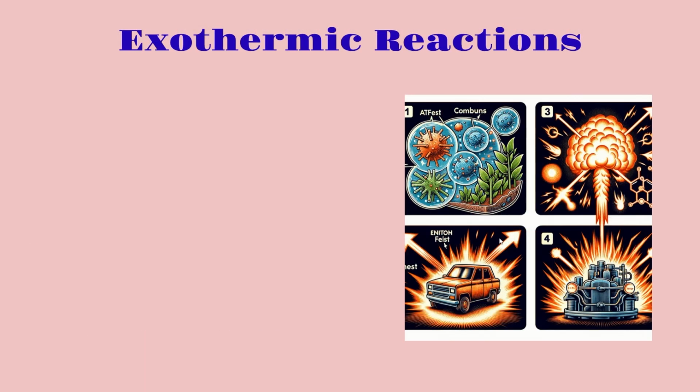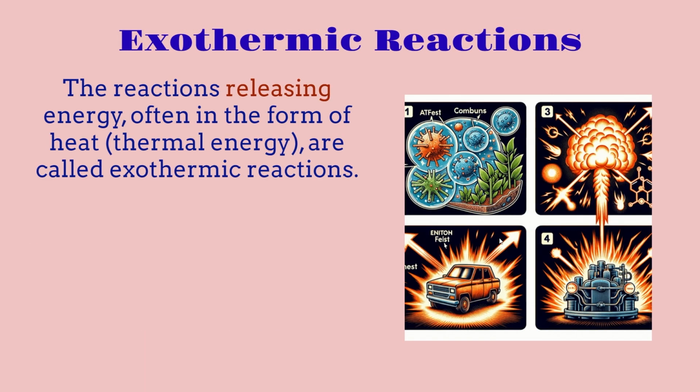And now we're going to talk about exothermic reactions. And basically exothermic reactions are just the opposite of endothermic reactions. So endothermic reactions was the process of absorbing, and then exothermic is the process of releasing. So reactants basically just release energy, often in the form of heat, otherwise known as thermal energy, and this is the process of exothermic reactions.